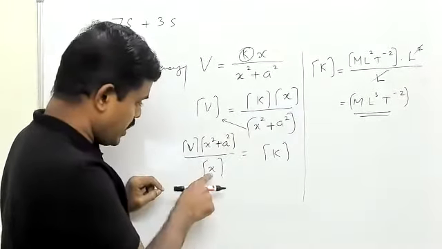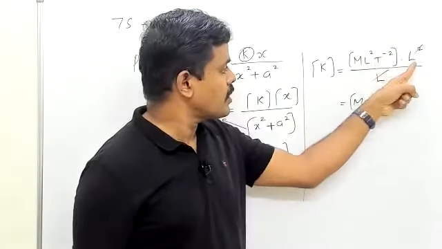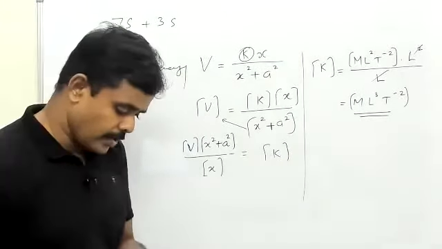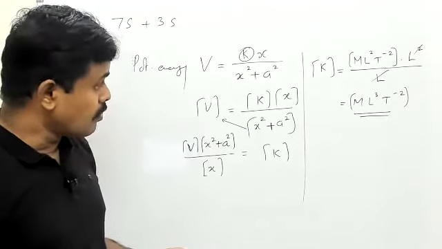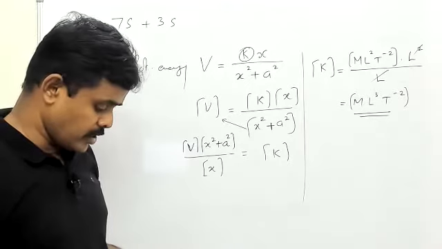Right. Divided by X is L. So L and L are cut. L and L square, L cube. That makes it ml cube t raised to minus 2. Is it there in the options? Oh, they are asking what this is. ml cube t raised to minus 2.